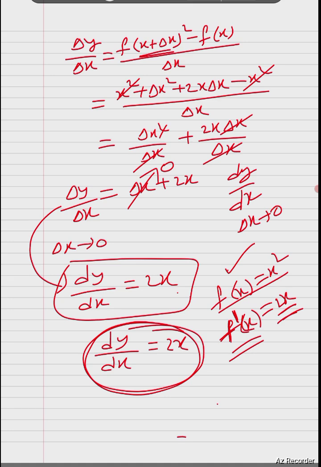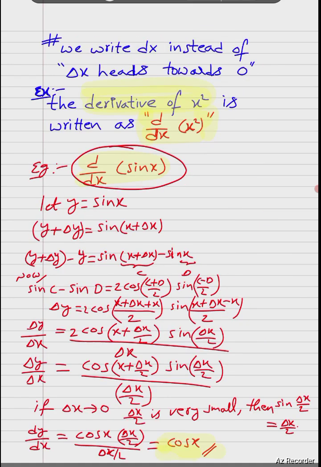Okay. So let us verify with one more example. Now let us take d by dx of sin x. That means what is the derivative of the given function sin x with respect to x. So let us suppose y equal to sin x. Okay. So let us verify again, like earlier, let us find out delta y by delta x, and then equate this delta x to 0. Then we will get dy by dx. Same process we will approach like earlier.